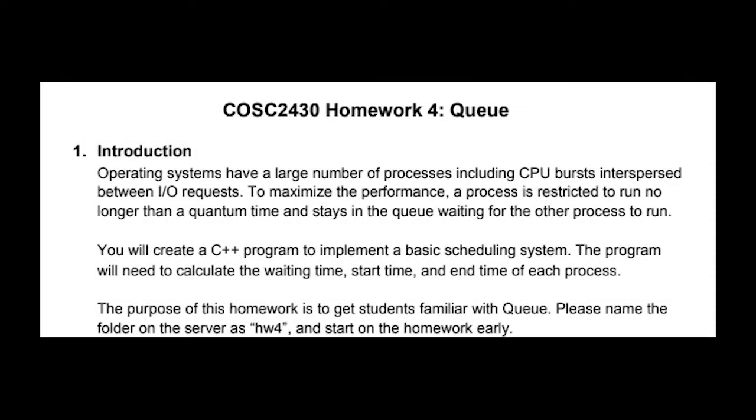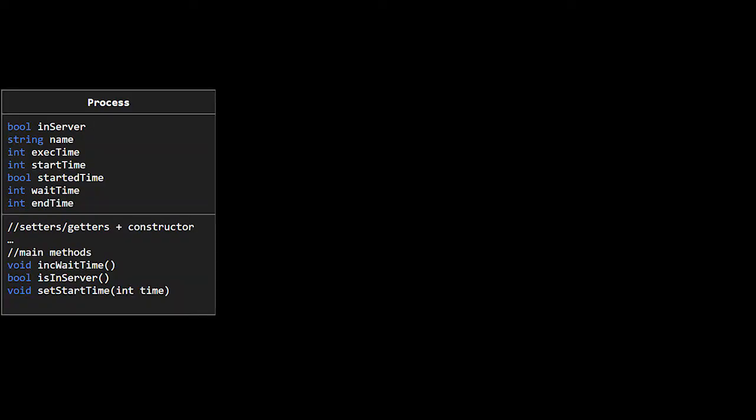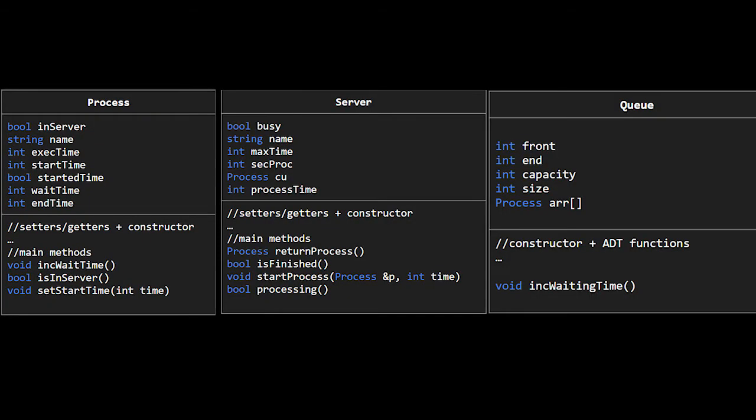This homework requires you to build a simulator for a queuing system in an OS. As it says in the introduction, we will create a program to implement a basic scheduling system. The program will need to calculate waiting time, start time, and end time of each process. This project can be split into three main parts: the process, the server, and the waiting queue.